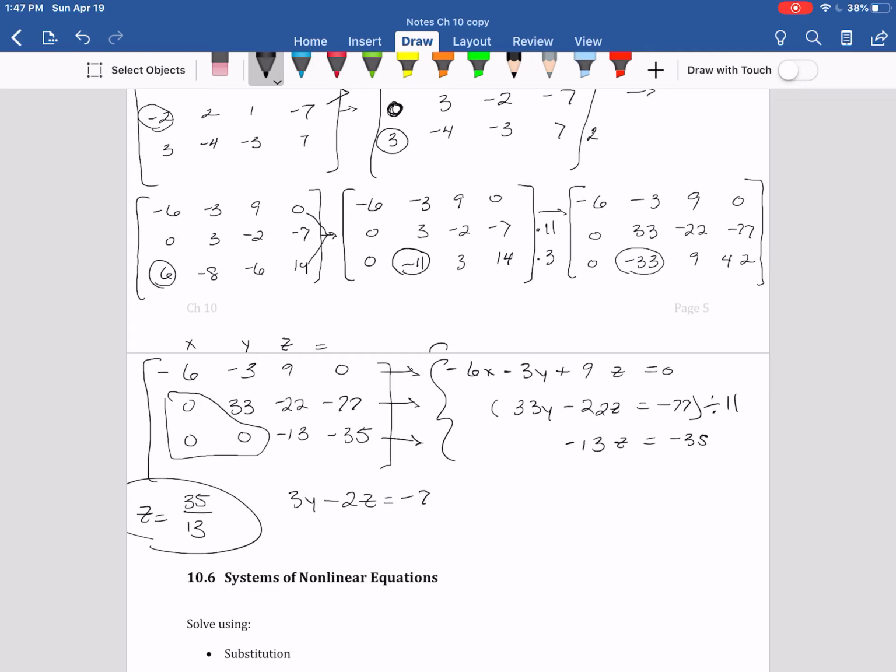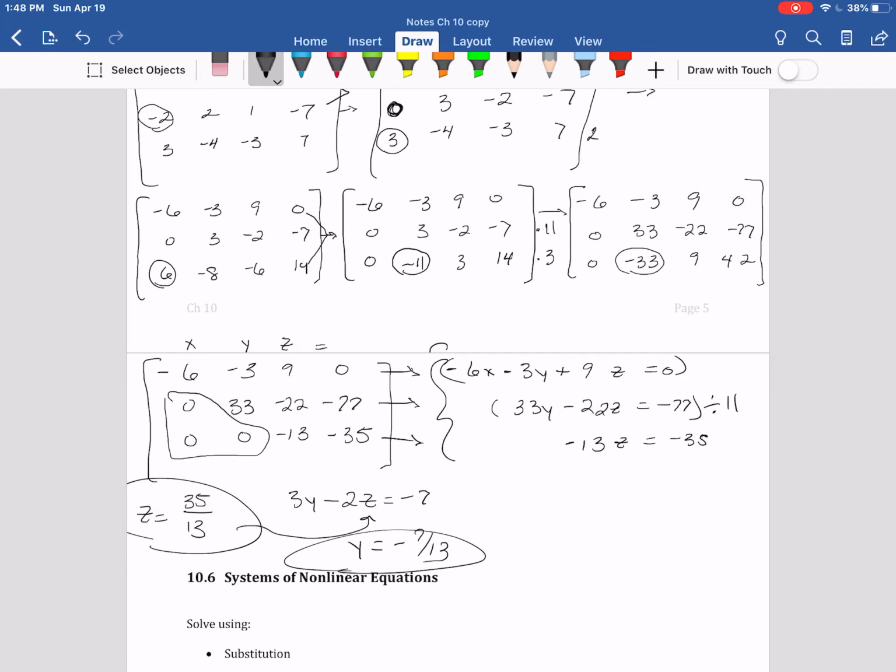And now is when you plug in that value of z right there and work it out, get your y value. So let's see what we got. Negative 7, move that over, and then divide by 3 and make it a fraction. So if you work it out, I do believe you're going to get y is equal to negative 7 over 13. And then those two numbers are going to get substituted into that top equation.